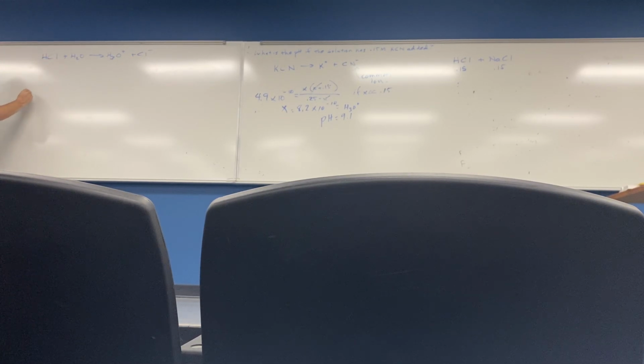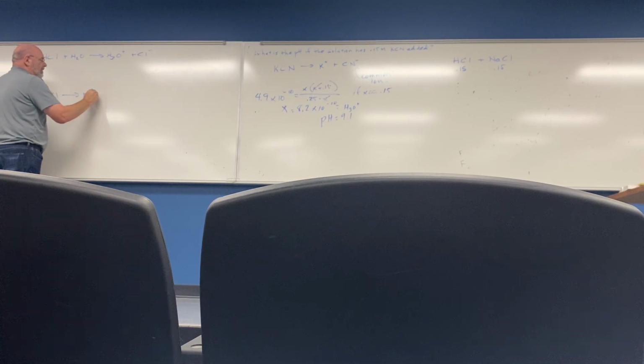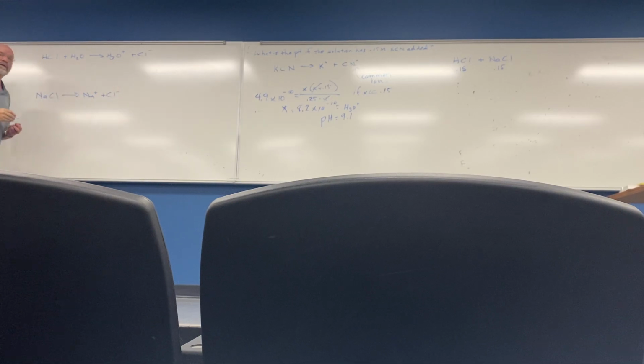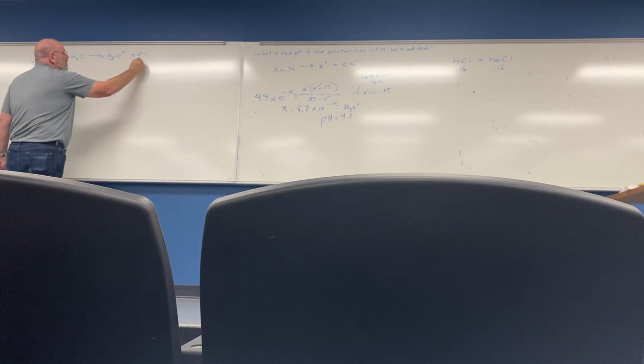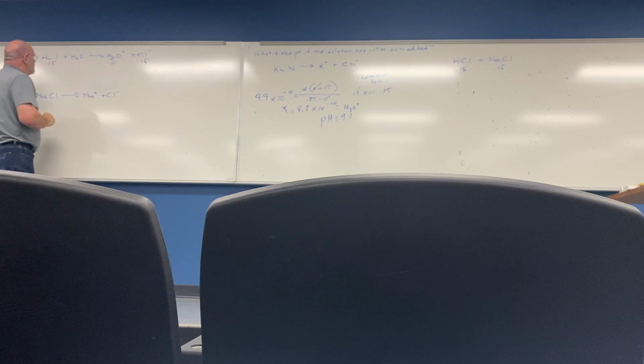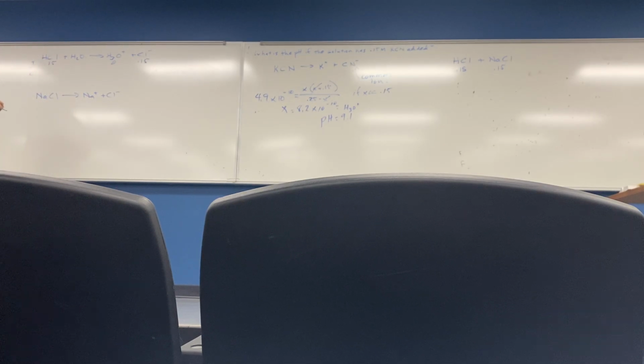And I've got my... okay. Do I have a common ion? Yeah. So I start with 0.15. I start with 0.15. I start with 0. How much HCl breaks up? All of it. Yeah, it's a strong acid.